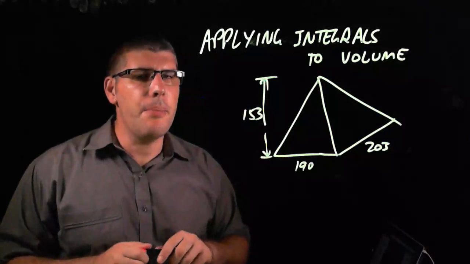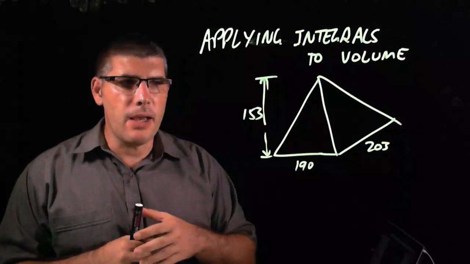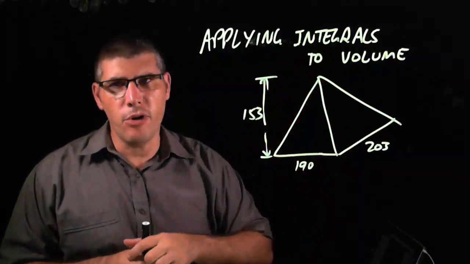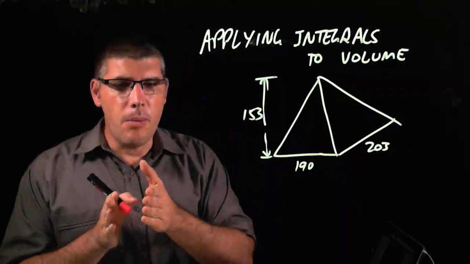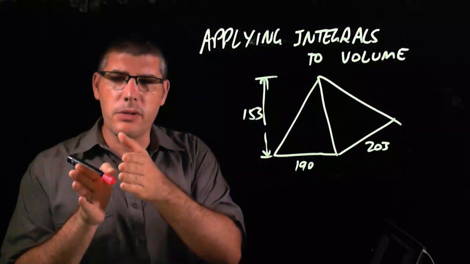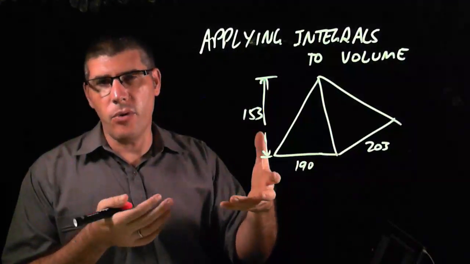So in this video I want to look at applying integrals to volume. One of the properties of integrals that you can use when you're looking at volume is, if you've got a shape, now we've got a nice regular pyramid here, but if you've got some other shape which has got a regular cross-section or a cross-section that changes, you can actually integrate that cross-sectional area by the height and actually get the volume of the shape.